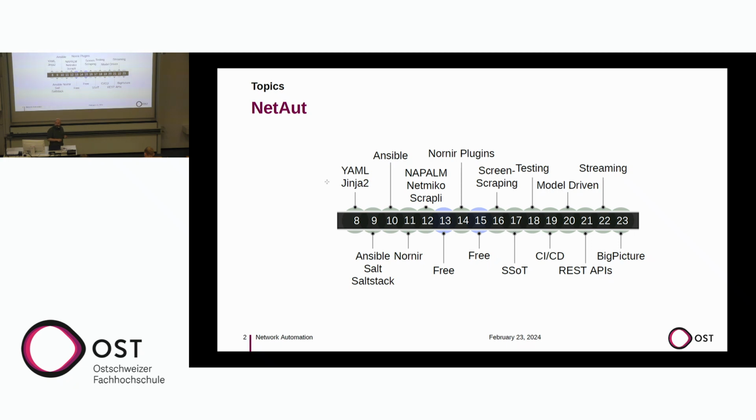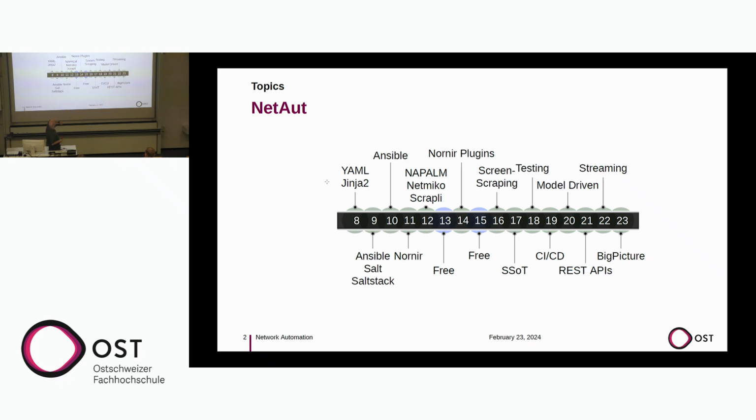So we have 14 lectures. We will start today with some really basic YAML and Jinja. These are technologies we use in most of the tools. We will then next week see 3 tools we have for automation: Ansible, Salt, and SaltStack. That's a typo. That should be Ansible, SaltStack, and StackStorm. Sorry for that.